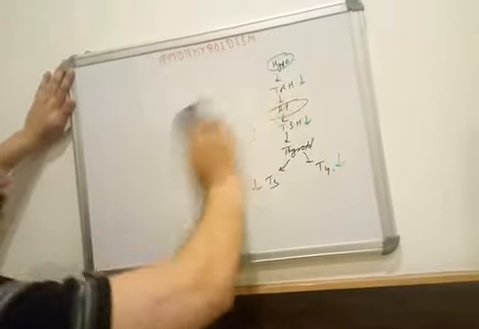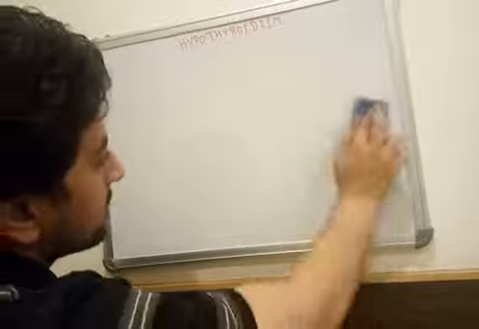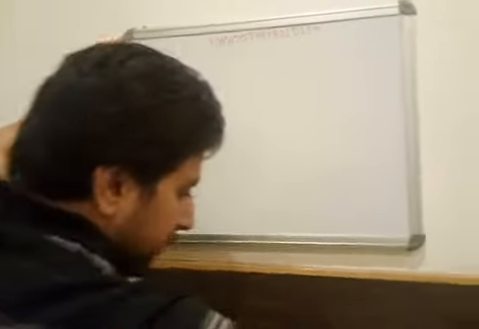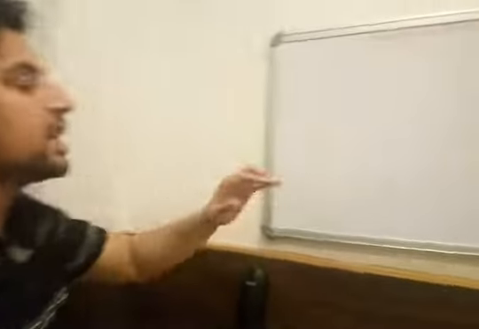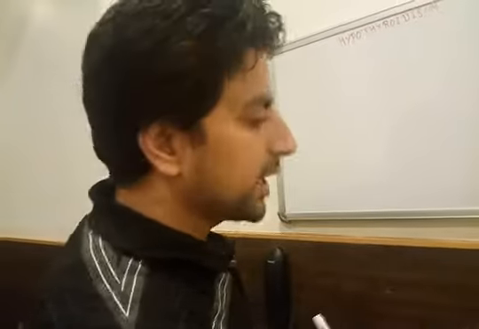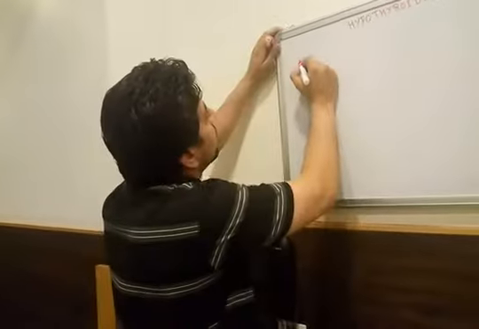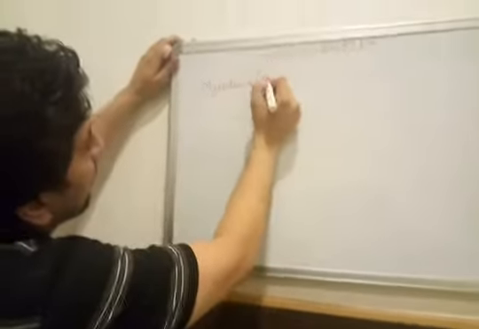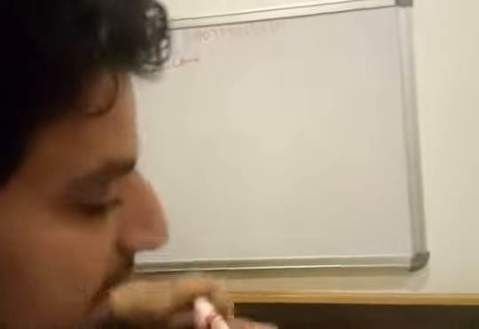And I already told the complications of hypothyroidism. I explained that one is hypercholesterolemia, anemia of chronic disease, and another complication is myxedema coma. Okay, so now we are going to discuss myxedema coma. What is it? Now I am going to write myxedema coma. It is a life-threatening condition.